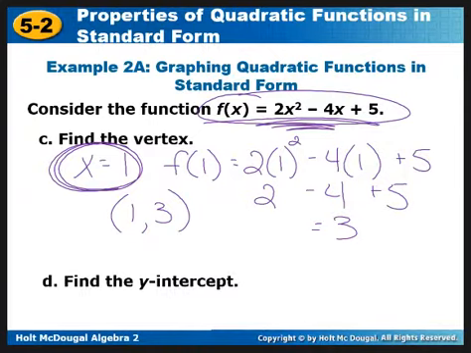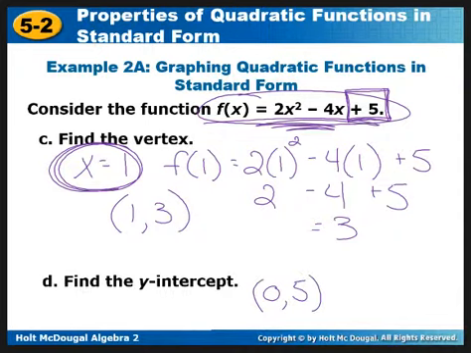The next thing is to find the y-intercept. For the y-intercept, we just go back and look at this last number, the constant, or the c. In this case, my y-intercept is plus 5. If you want to think about it as a point, it would be (0, 5). Or you can just say your y-intercept is 5, as long as you keep track of what that means.